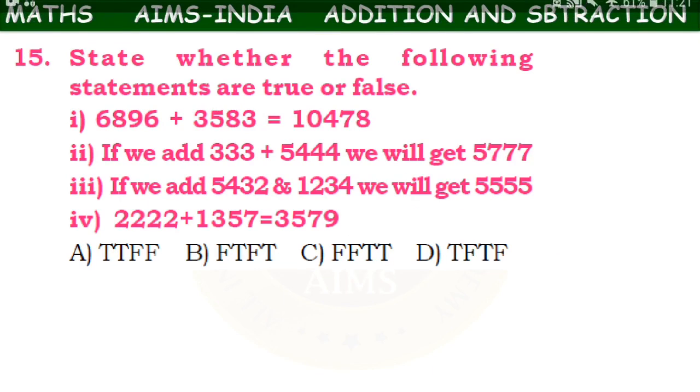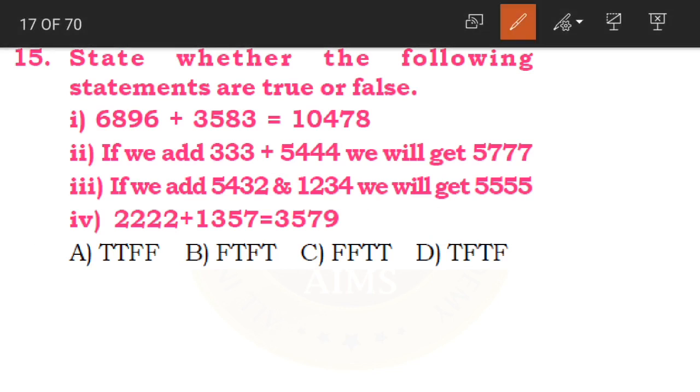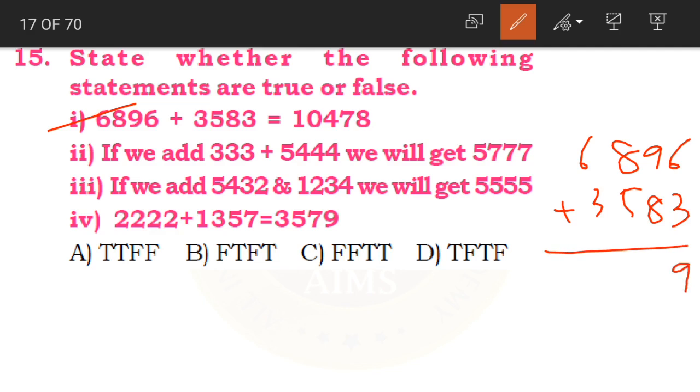Okay children? Coming to question number 15. State whether the following statements are true or false. Again, true or false. Just now we have discussed how to solve it. Yes. So let us go with the easy ones first. Question number 1. 6896 plus 3583. Let me add this quickly. 6 plus 3 is 9. See, here only we got the wrong answer. What is it having in the ones place? 9, but 8. But here what did we get? 9. So we can obviously say that statement 1 is false, children.